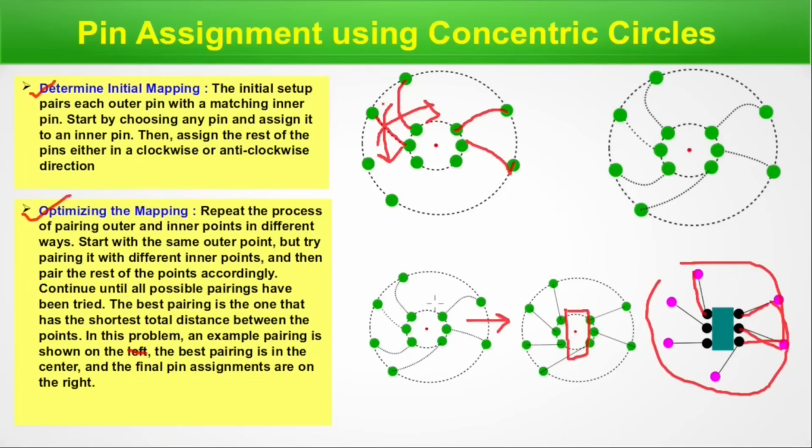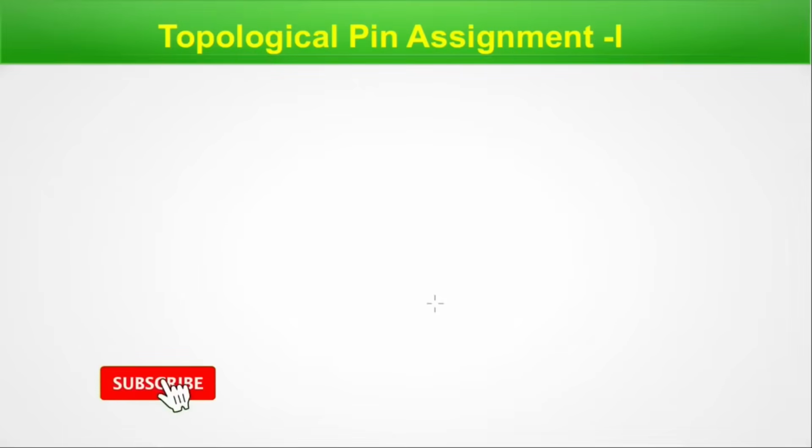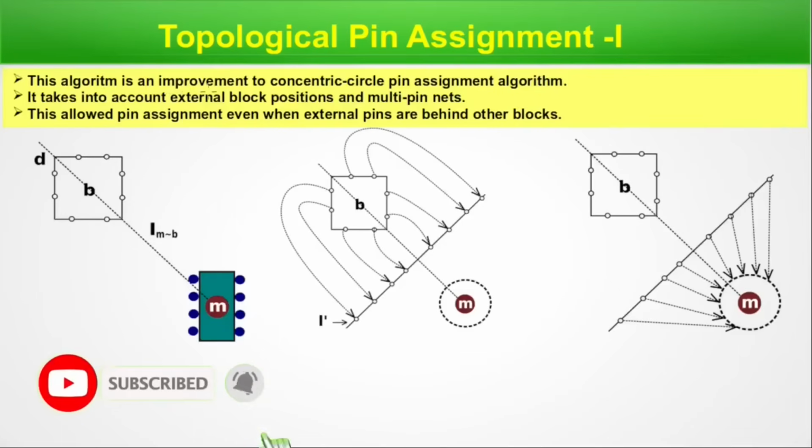Now we will see the next method: topological pin assignment. This algorithm is an improvement to the concentric circle pin assignment algorithm. It takes into account external block positions and multi-pin nets. This allows pin assignment even when external pins are behind other blocks. So it has some benefit over the previous algorithm.